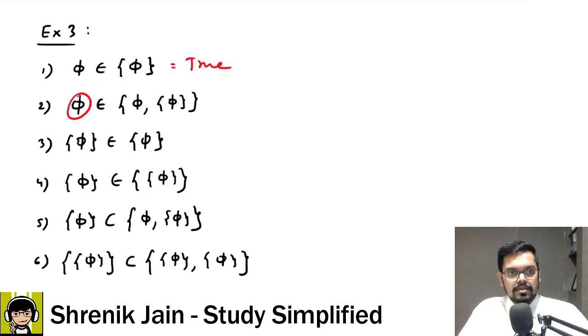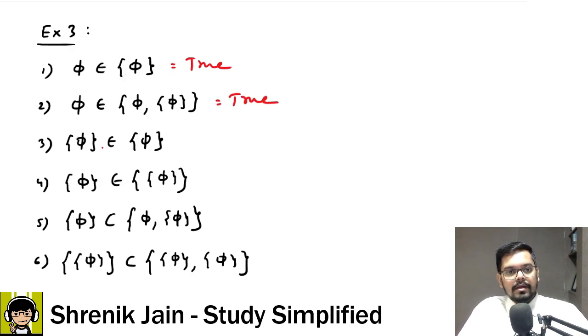Phi belongs to this set, which means phi is an element of this set. So can you see phi in this set? Yes, here it is present. This is not equal to this thing. See carefully, this thing is phi, so here it is phi, but here it is set phi. So set phi and phi are not the same. Phi and phi are only the same. So definitely we are going to say phi is an element of this set. So this is also true.